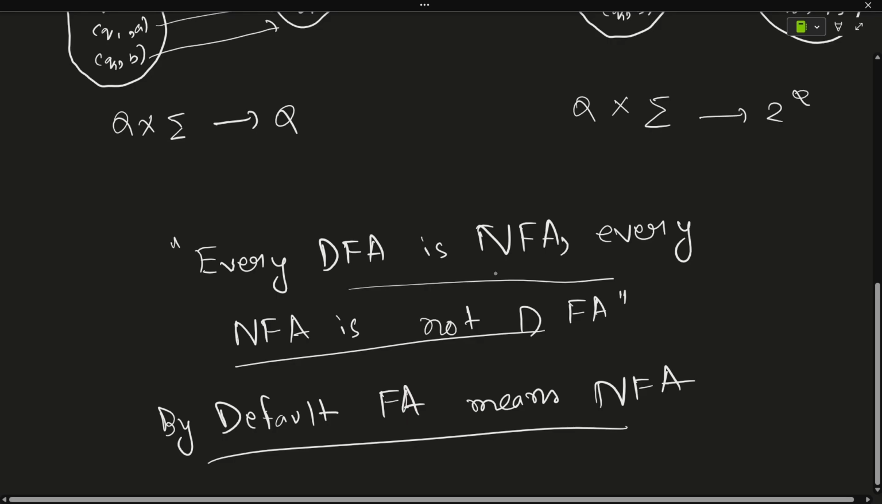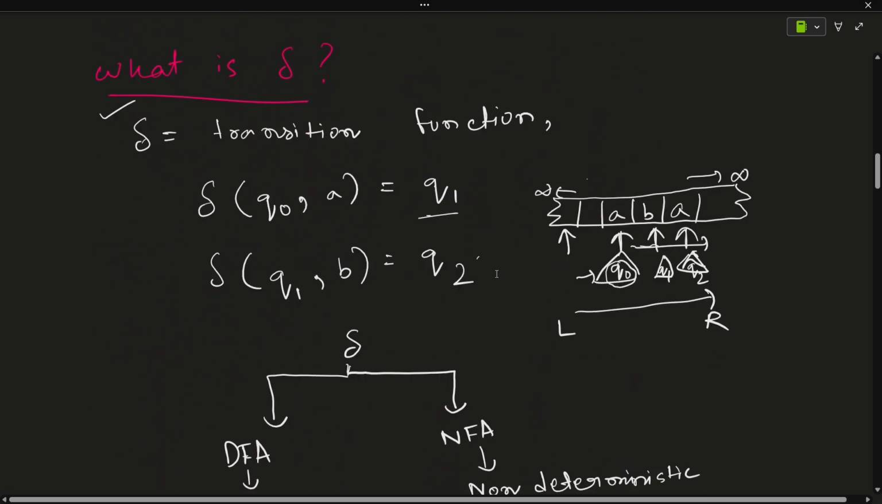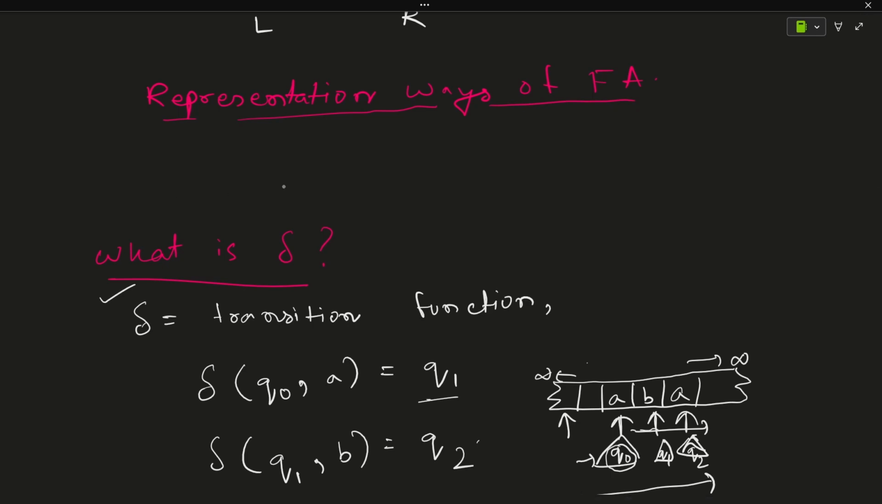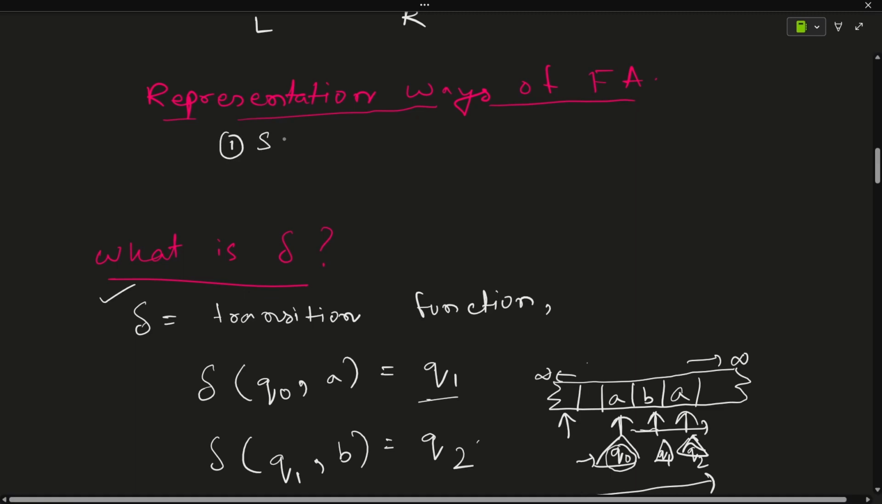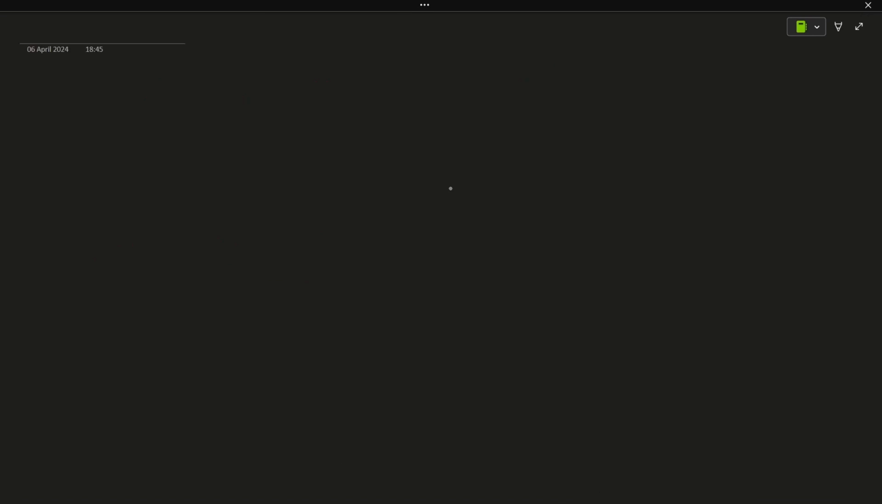Let's move on to the next topic. Let's discuss the ways of representation of finite automata. There are two ways with which we can represent finite automata. One is the state transition diagram (STD), another is the table method. We will soon discuss both. But first, let's explain what is STD, state transition diagram.